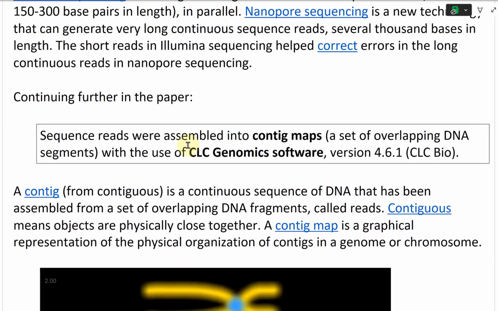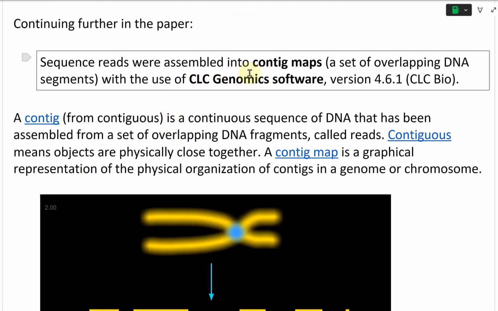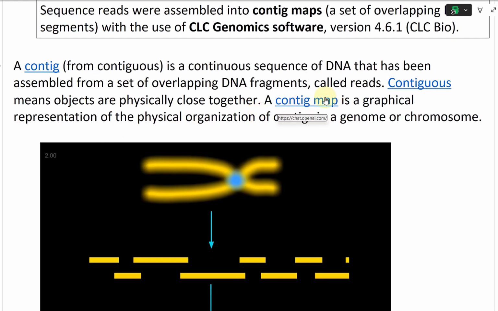So continuing further in the paper, sequence reads were assembled into contig maps, which are a set of overlapping DNA segments, with the use of CLC Genomics software version 4.6.1 from CLC bio. And note that a contig, from the word contiguous, is a continuous sequence of DNA that has been assembled from a set of overlapping DNA fragments called reads. And the word contiguous means objects are physically close together, as opposed to continuous meaning a smooth transition and so on. And a contig map is a graphical representation of the physical organization of contigs in a genome or chromosome.